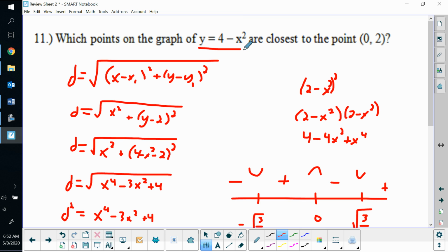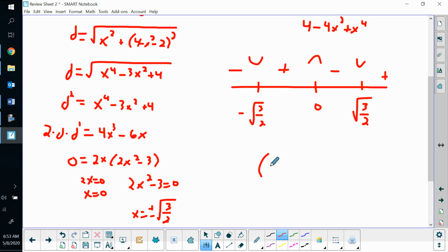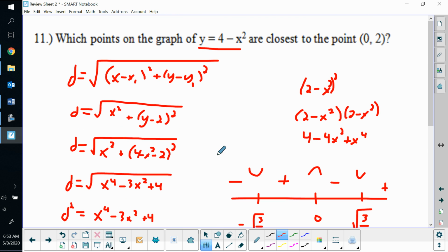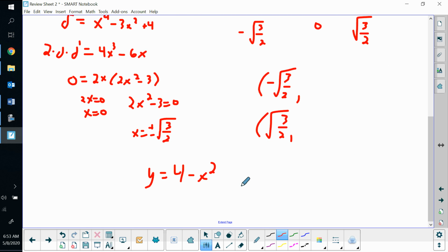So this is a parabola tipped upside down and shifted up 4. So that's why there's going to be 2 spots that are both the closest. So we got the x value of minus radical 3 over 2, positive radical 3 over 2. And our original equation was 4 minus x squared, from right here. And we'll just sub that in to get the y values.